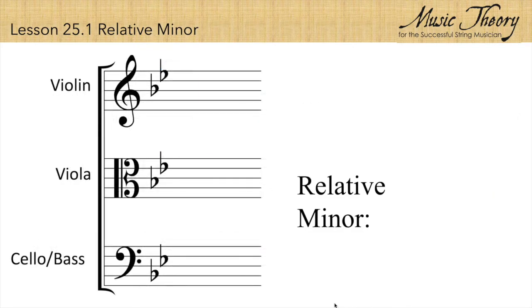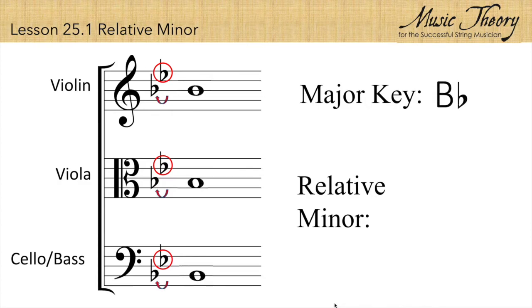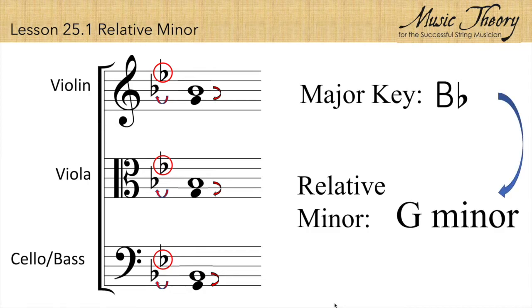This works for flat keys as well. If we use the flat key rule to figure out the major key, we go to the second to last flat to see that this is B flat major. We could go up 6 scale degrees from B flat, or we could go down a minor third to G to find the relative minor, G minor.